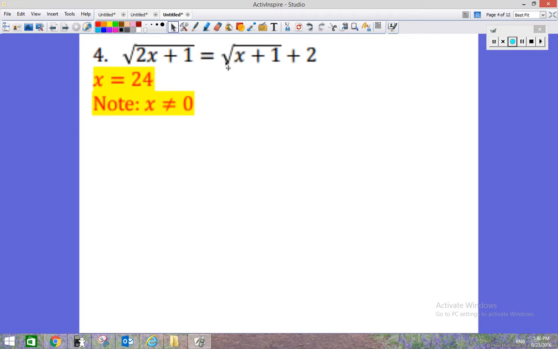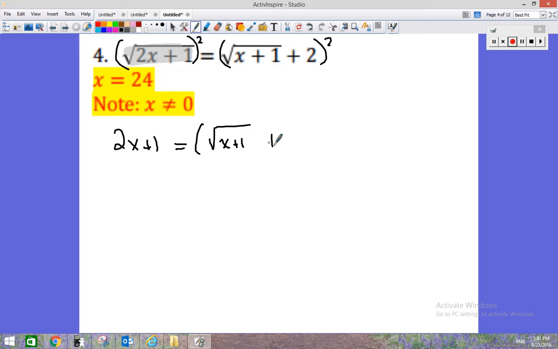This time we have two radicals, but as long as we have one of the radicals by itself on one side of the equation, then we're ready to start and square both sides of the equation. If I square the left-hand side, I have to square the right-hand side. And on the left-hand side, we just get 2x plus 1. Now on the right-hand side, let's write out the x plus 1 plus 2 times another square root of x plus 1 plus 2. So you're going to have to multiply these two binomials together.